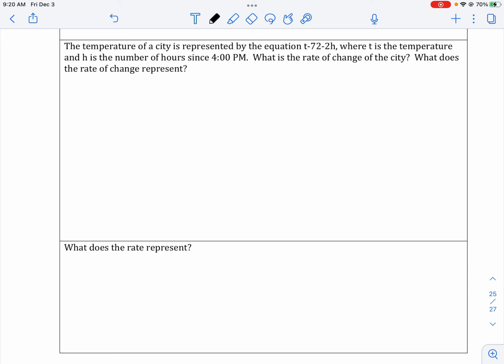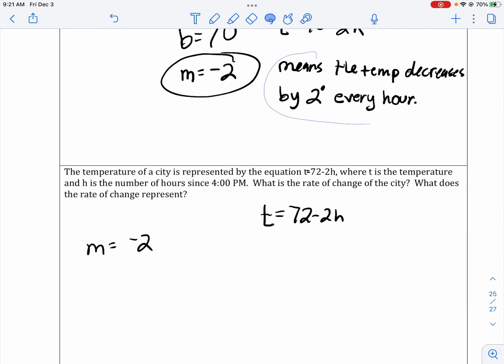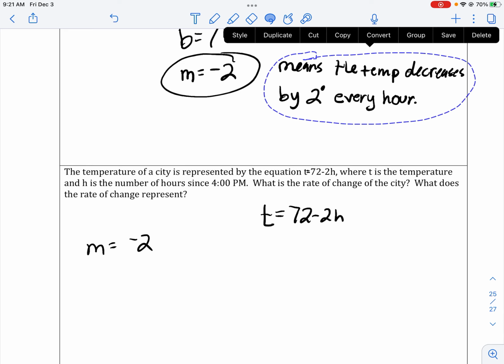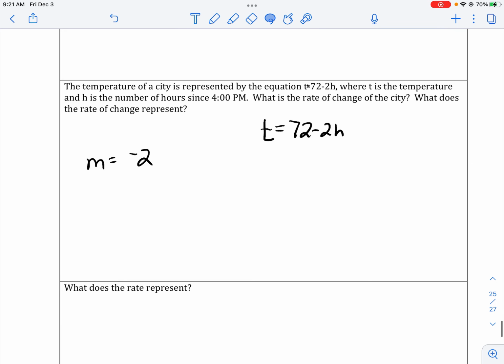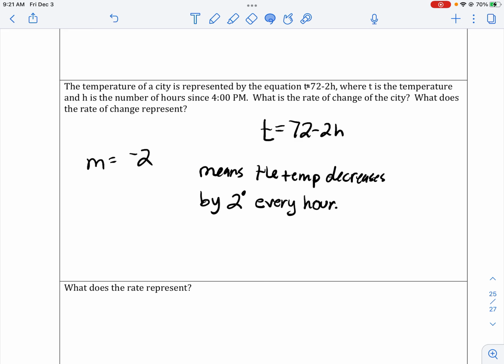Okay, the temperature of the city is represented by this equation. That should be T equals 72 minus 2H, where T is the temperature and H is the number of hours since 4 p.m. What is the rate of change of the city? The rate of change of the city is -2. And just like before, it means that it decreases by 2 degrees every single hour. That's what the rate of change represents.